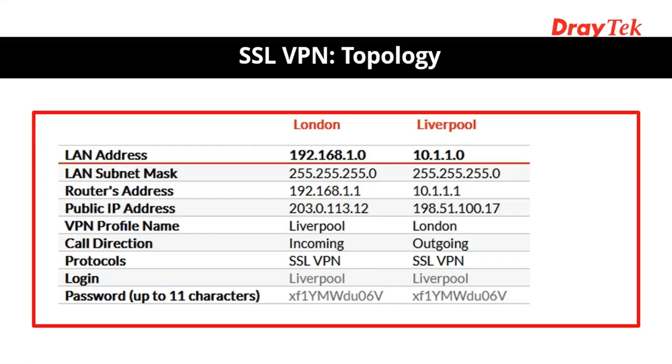We'll now move on to the next protocol on today's agenda, which is the SSL VPN protocol. Here we have two sites, again, a London site and a Liverpool site. The London site will be the dial-in site and the Liverpool site will be the dial-out site. So I will refer to the information on this table as we proceed with the setup.